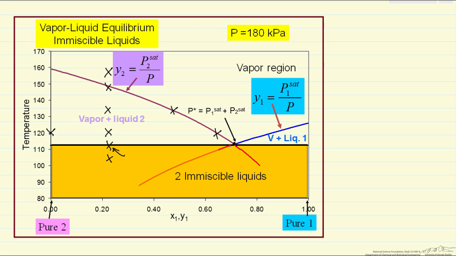And so the thing to keep in mind when we're talking about immiscible liquids is, if we have vapor present in equilibrium with the liquid, it exerts its own vapor pressure. It doesn't matter whether the second liquid is present or not, because they're immiscible. They're completely separate phases and behave independently.